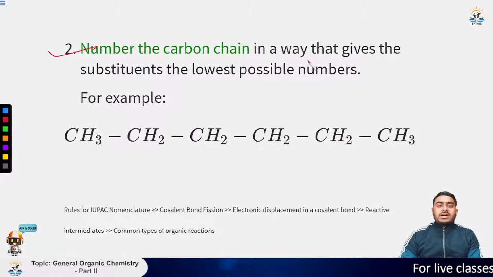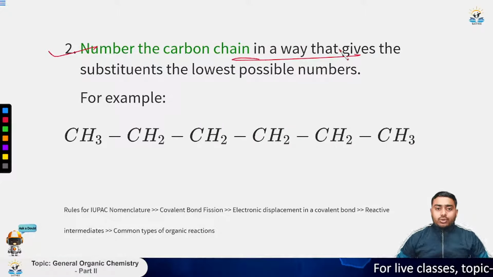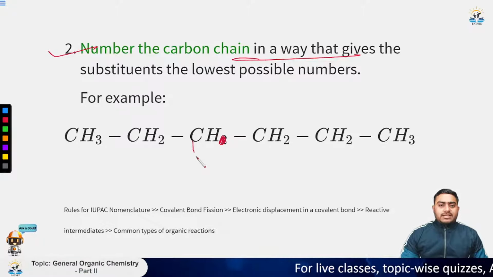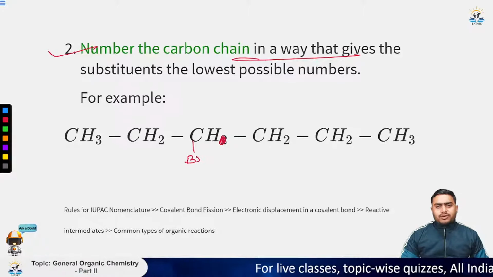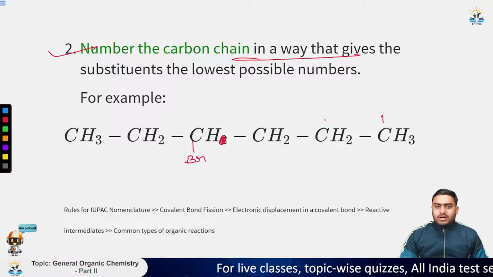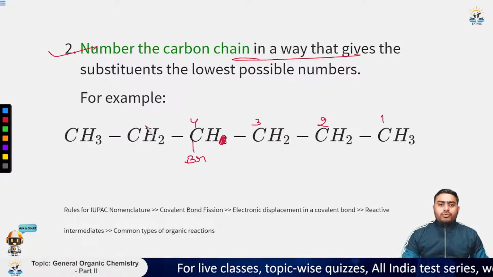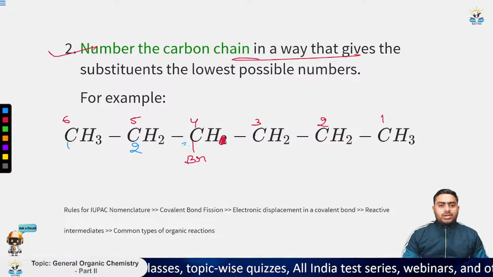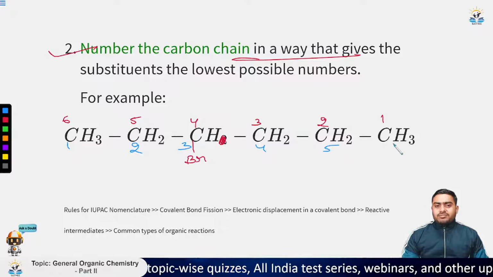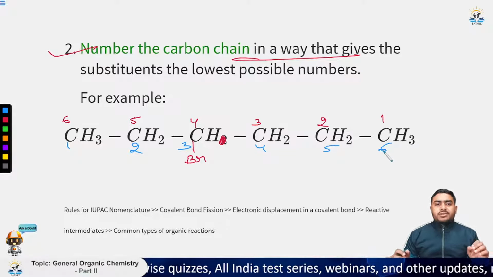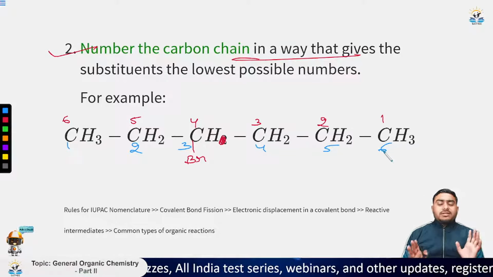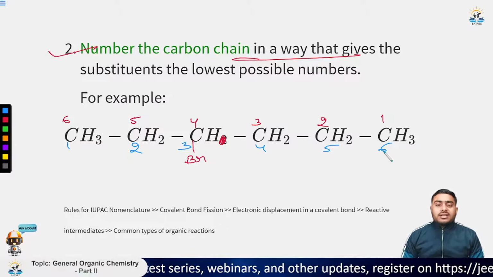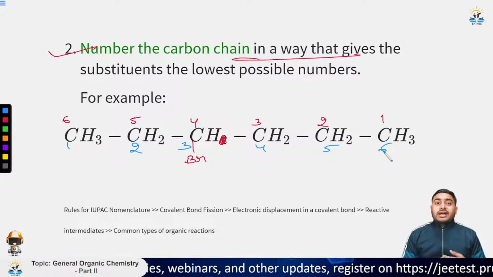Next rule is to number the carbon chain in a way that gives the substituent the lowest possible number. Suppose I am removing this and I am attaching any substituent like bromine here. If you are numbering from here 1 2 3 4 5 6, similarly you can number from the other side 1 2 3 4 5 6. If the longest continuous chain from left to right and right to left contains the same number of carbon atoms, so you can see left to right 6 or right to left 6, then how can we prioritize which one is correct and which one is wrong?